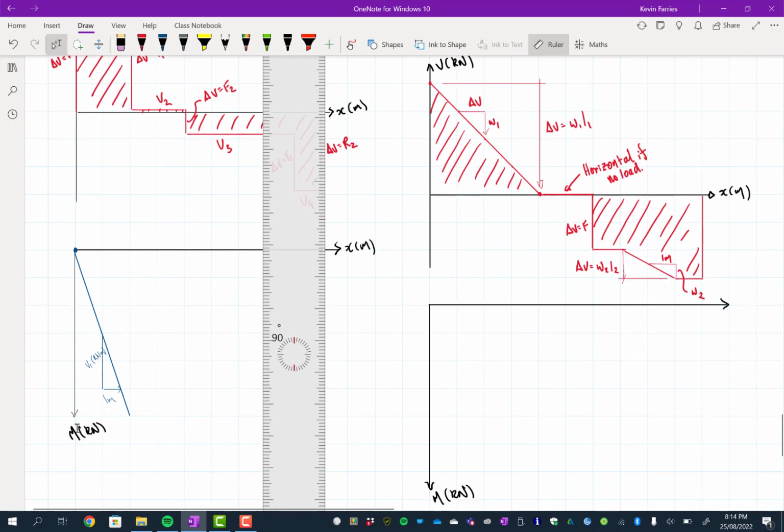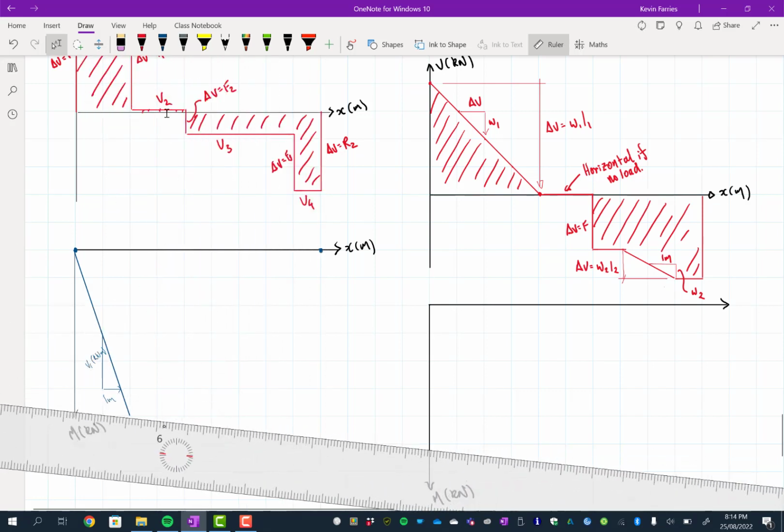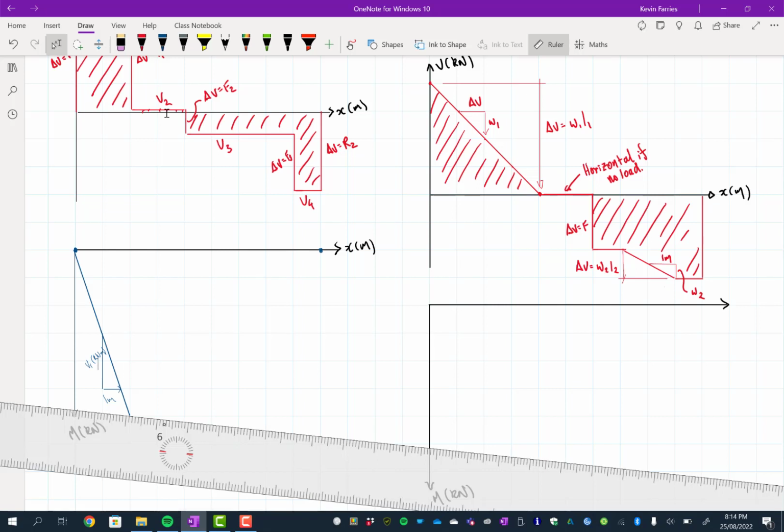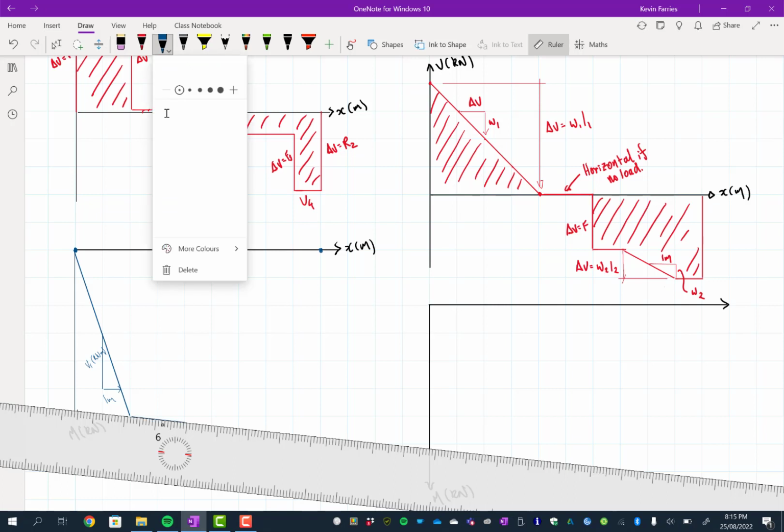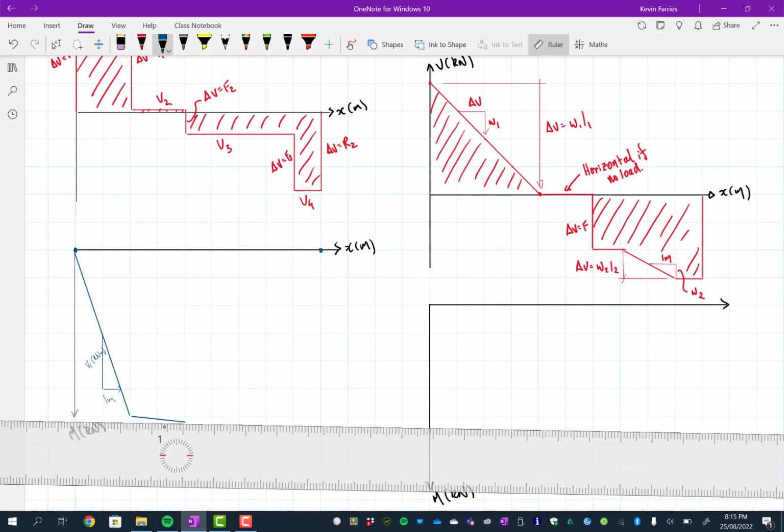Still positive, so you're still going in the positive moment direction, which is downwards. But this time for every meter you go along, V2 is much smaller, just a tiny fraction of a square there. So you'd be going down V2. You just have to kind of estimate this a little bit. I'll come back and tidy these up later.